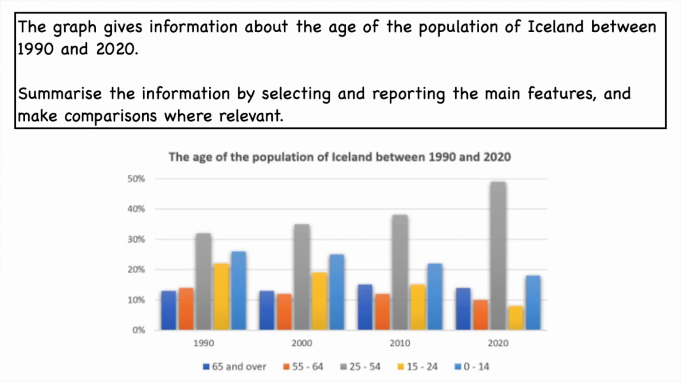Here is an example of what an IELTS Writing Task 1 looks like. The graph gives information about the age of the population of Iceland between 1990 and 2020. Summarize the information by selecting and reporting the main features and make comparisons where relevant. Remember to spend 20 minutes and write at least 150 words.